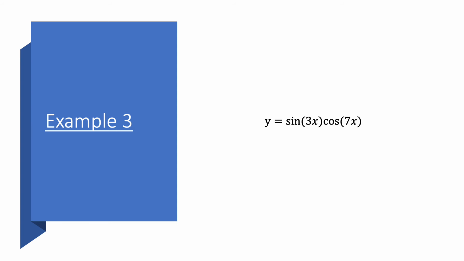Right, guys, so last one for today's lesson, okay? So y equals sine 3x cos 7x. So we're going to let u equal sine 3x and v equal cos of 7x. Oops, should be an x there.